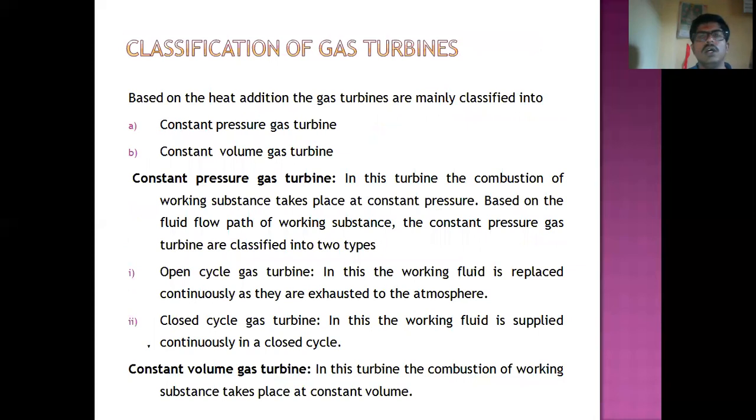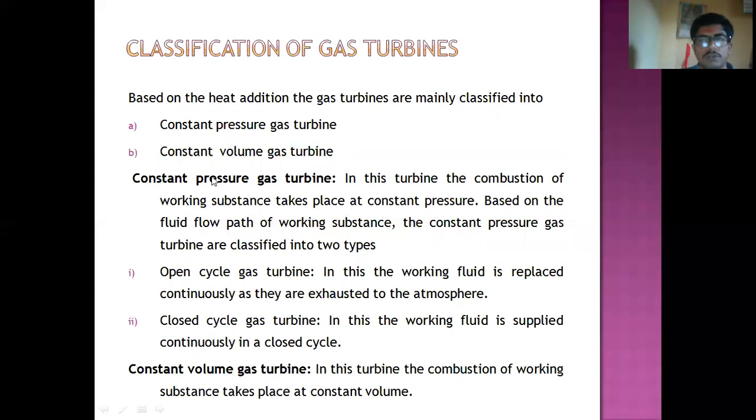Next, I'm explaining the classification of gas turbines. In the next slide, I have prepared the classification of gas turbines. Based on heat addition, gas turbines are mainly classified into two types: constant pressure gas turbine and constant volume gas turbine. Here you can see the constant pressure gas turbine and the constant volume gas turbine.